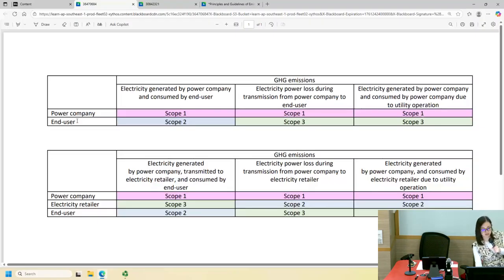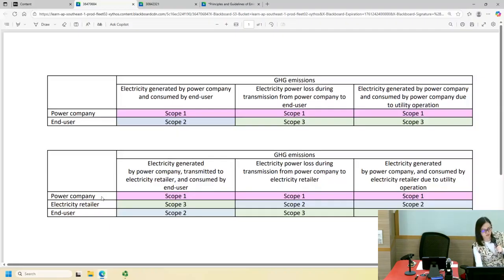And then if you are the end user, maybe you are also fairly remotely, indirectly responsible for these emissions. So if you want to report these emissions, it would be under scope 3. But I think this one is quite remotely relevant.